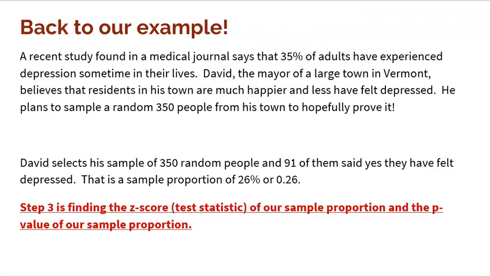All right, let's go back to our example so we can see how all this plays out. 35% of people experience depression in their lives. David thinks it's lower for his town. He goes and gets a sample, 350 random people. 91 said yes, they feel depressed. That's 26%. Now what we're going to do is find the z-score, also known as the test statistic, and the p-value for our proportion.